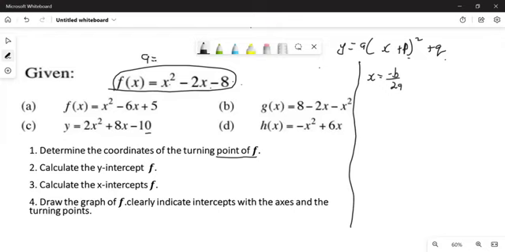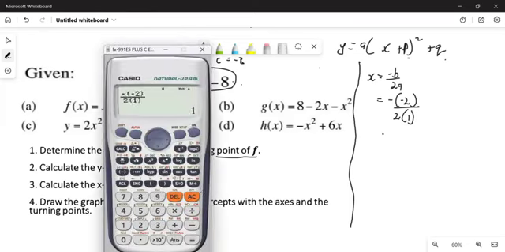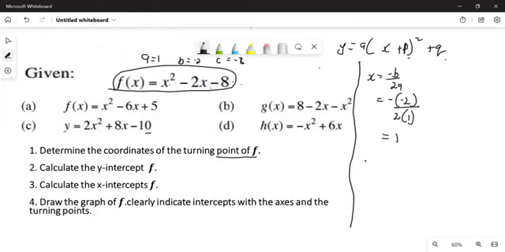What is our a? It's 1. What is the b? What is the c? It's 8. Okay, we'll come and substitute here. What should I substitute for b then? Minus, 2 multiplied by, what is our a? It's 1. And then if you type this in your calculator, the answer that you get is 1 again. Now, this is going to be the x coordinate of the turning point.